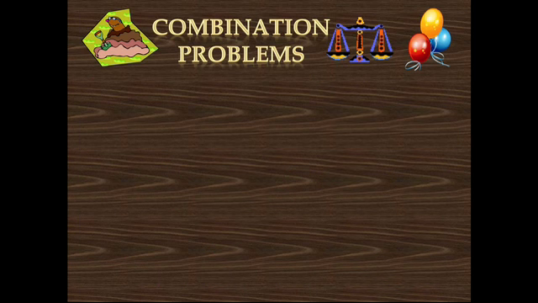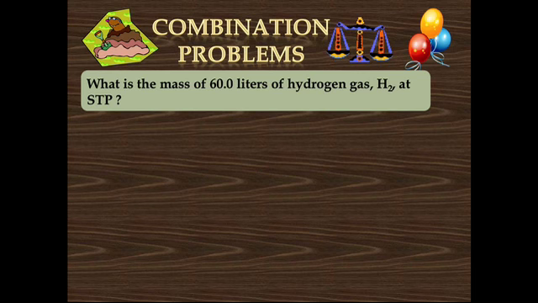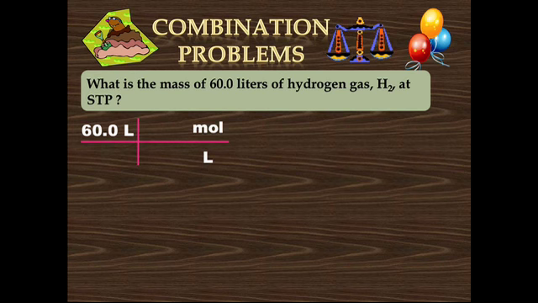So now we can look at combination problems where we're going for more than one thing. So what is the mass of 60 liters of hydrogen gas H2 at STP? So I'm going to start with 60 liters, that's my known. I need liters on the bottom, and I cannot go directly to grams, I have to go to moles first. So moles go on the top, and I'm going to use that 22.4 number for 1 mole. I'm going to continue my tracks after my liters cancel out here. Now I need moles on the bottom because I want to go to mass, and mass is measured in grams.